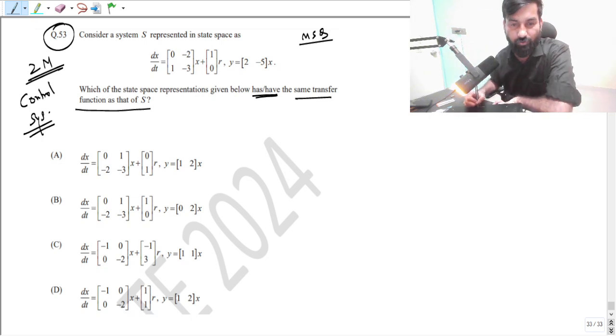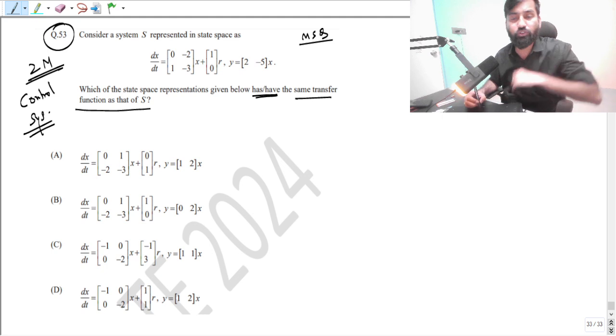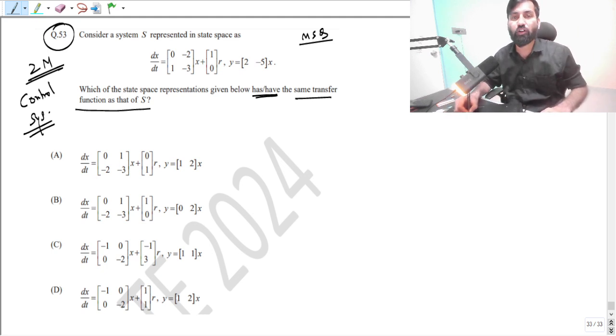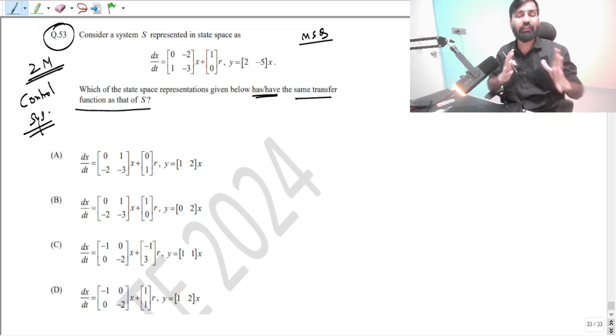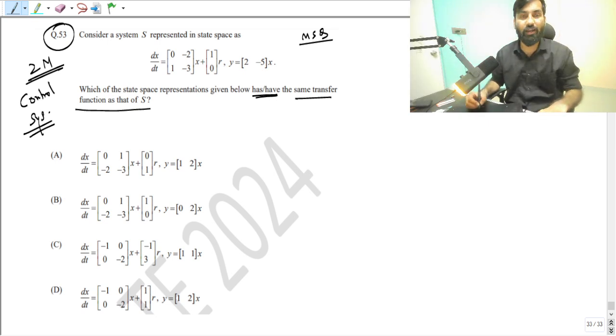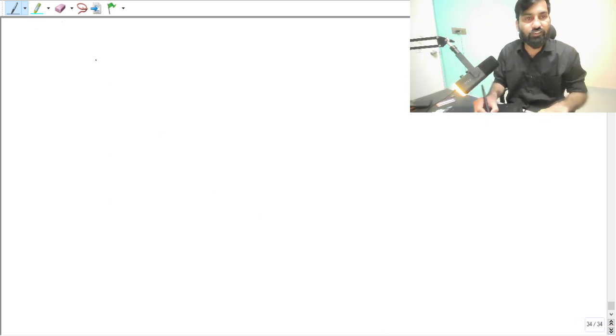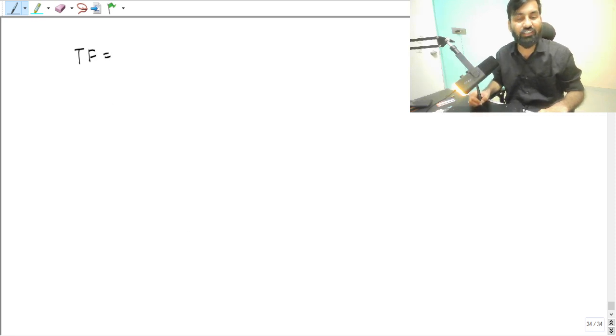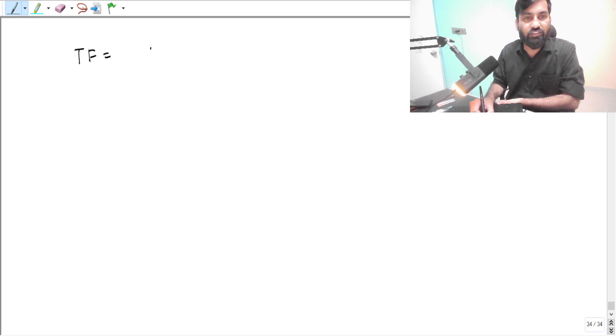Let's move to this question. I'm going to tell you one very important concept to solve this kind of question. To find which state space representation has the same transfer function as the given system, we can use the fact about the transfer function of a state space representation. The transfer function formula, I think everybody knows, is C times (sI minus A) inverse B plus D.